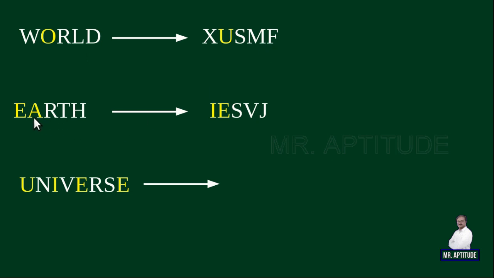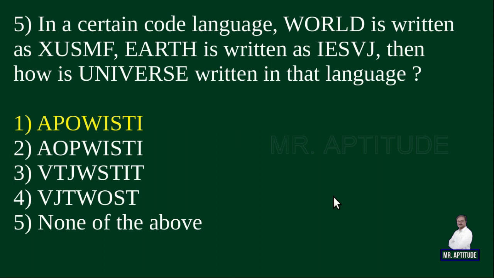In the same way, R and its next consonant is S. If you look at T, as its next letter is a vowel letter, instead of that I want you to go with V. T is a consonant and its next consonant is V. H is a consonant and its next consonant is J. As I is a vowel letter, we have to skip that. So H is coded as J. In the same way, your answer will be APOWISTI. So your answer will be option number 1.